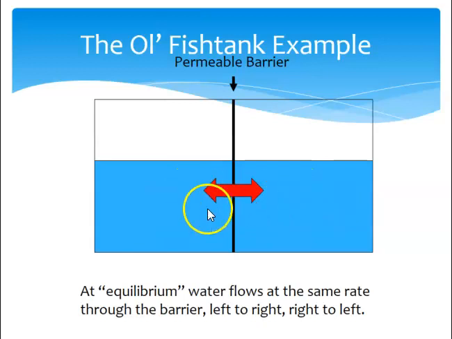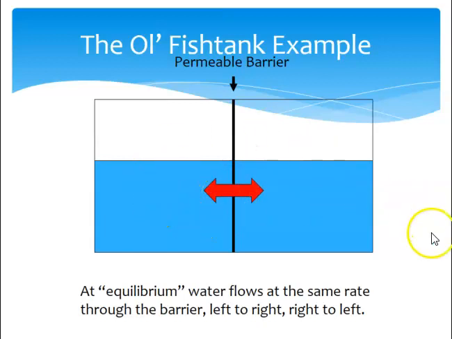How do I know that? Well, if it was flowing more to the right than it was to the left, then there would be more water on this side than on this side. If it was just pushing more this way, it'd be like the osmotic pressure thing I was telling you about earlier. Anyhow, back to this. I want to mess with this.